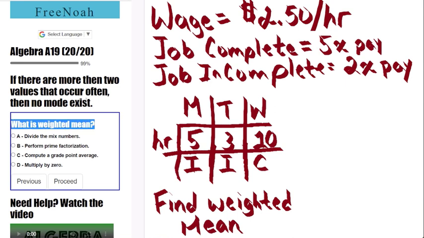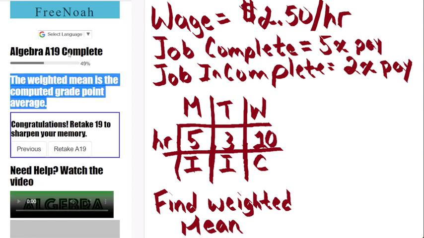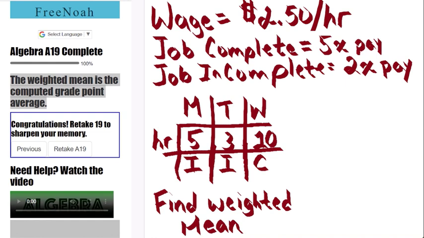So what is a weighted mean? This is question 20, so we're going to finalize assessment 19. The weighted mean is a computed grade point average. So, for instance, if you're trying to calculate a student's GPA, this is a great system. Servers in restaurants use it as a form of tip distribution system to compute how much each server walks out with when pulling their tips.